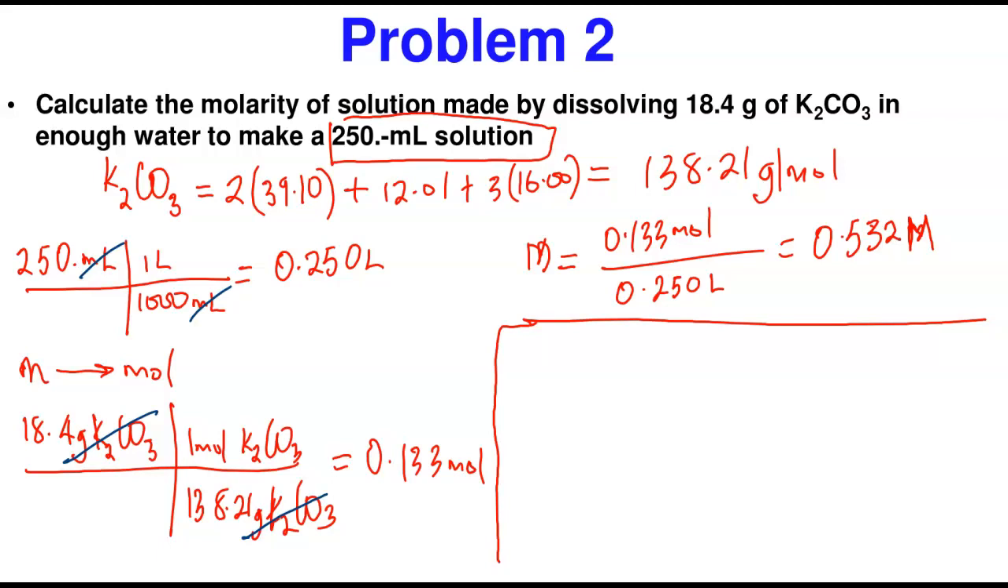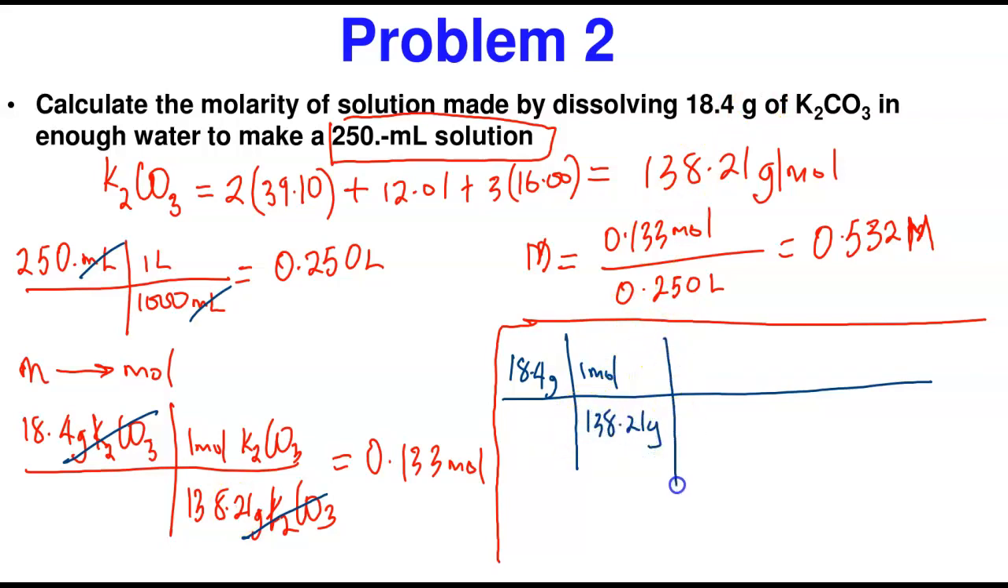But I tell students, there's a way to always do it. So let me start. I can say 18.4 grams. I'm not going to put the name of the compound, I'm just going to make it easy. Let me draw a long multiplication line. I want to convert this into moles: 1 mole will give me 138.21 grams. Now, if you cancel this and this, we have it in moles. But we want it in liters, right?